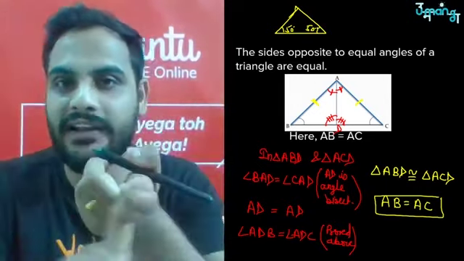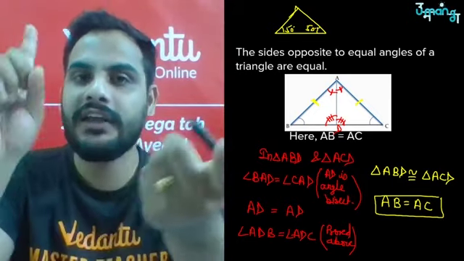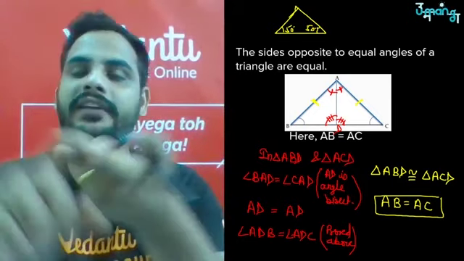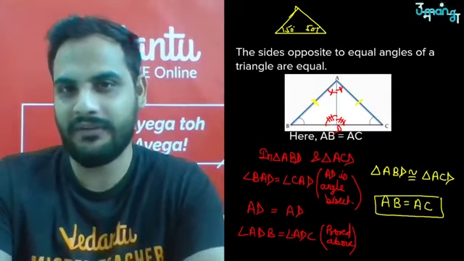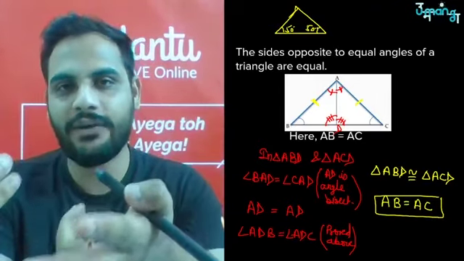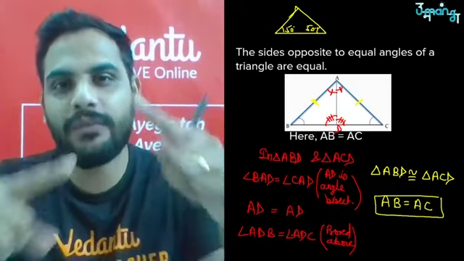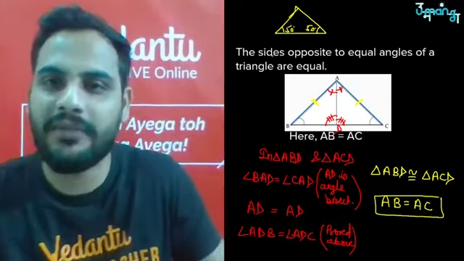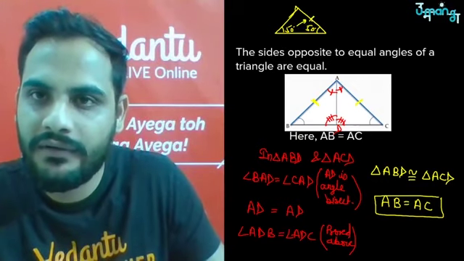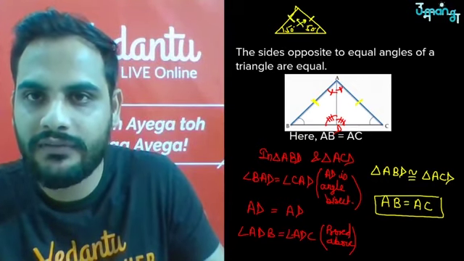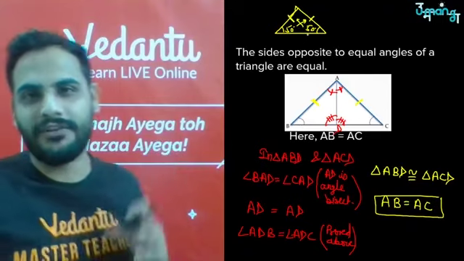So an isosceles triangle, you can change the definition, is a triangle in which two sides or two angles are equal, whatever it is, right? If two sides are equal, the opposite angles will automatically become equal. And if two angles are equal, the opposite sides will automatically become equal. So this side will become equal to this side. So that is the logic behind it.